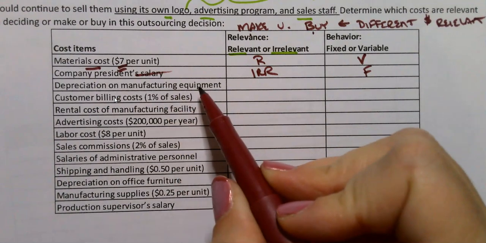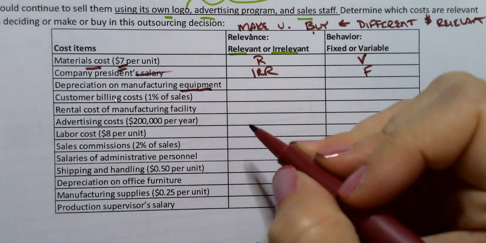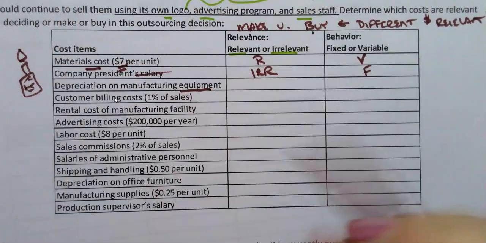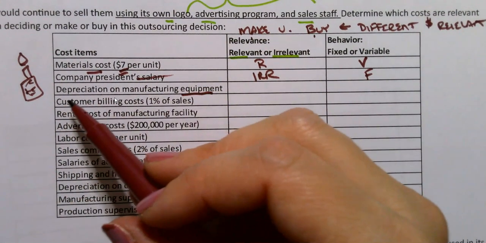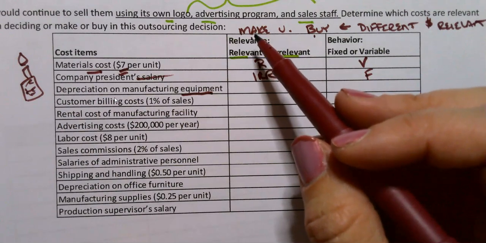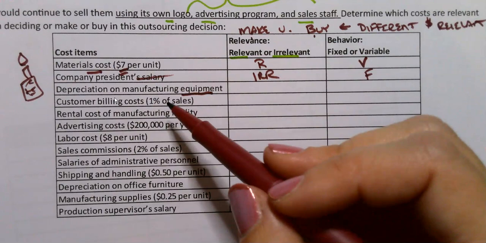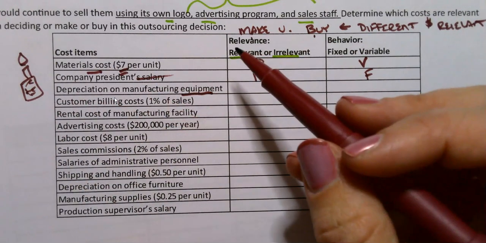Depreciation on the manufacturing equipment. This one's kind of hard. If they already own the equipment, it's just sitting there, they've got some big machine with smoke coming out of it. If they've already got a machine and they are going to keep it no matter what, if they make something and use that machine, that's great. If they buy something, they still have that machine. That means the depreciation they're incurring is still there. It doesn't matter if they make or buy.